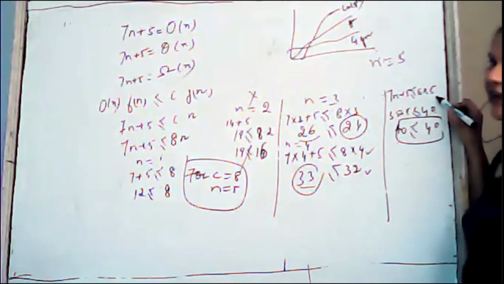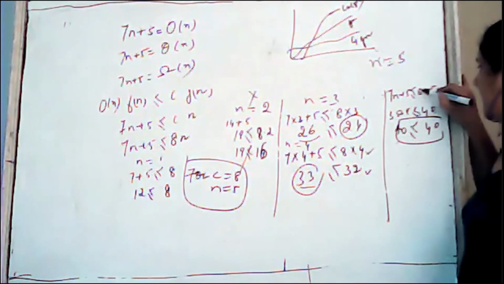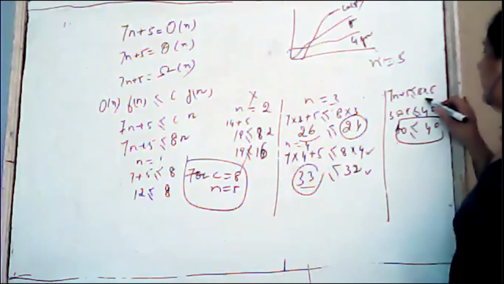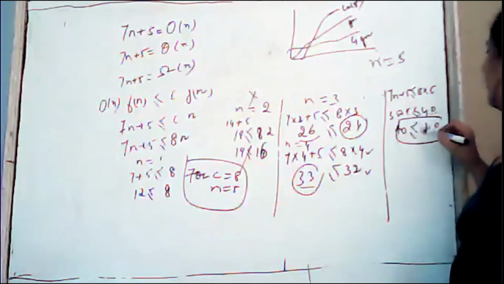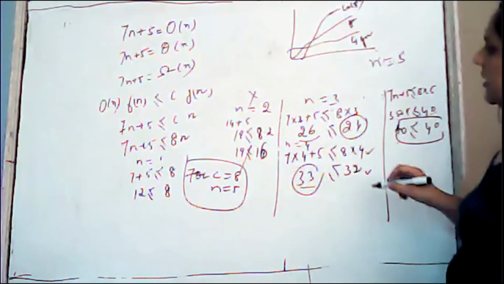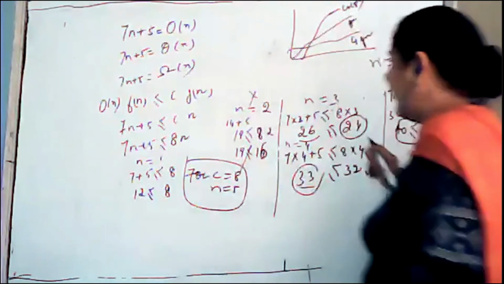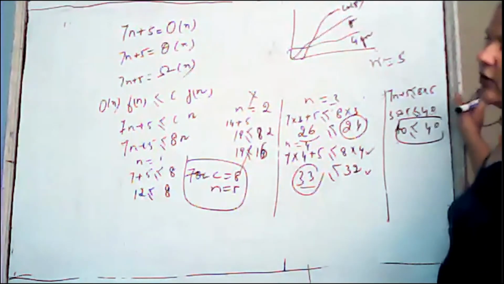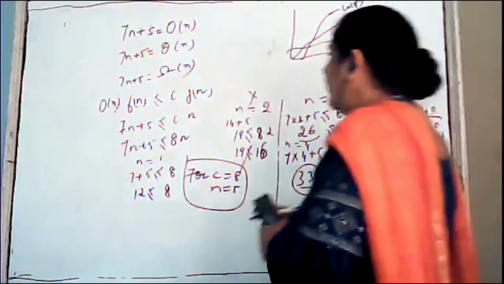Here 7n plus 5 is less than or equal to 8 into 5. So 8 into 5 is 40. 35 plus 5 is 40. 40 is less than or equal to 40. So for n is equal to 5 onwards, this relation will hold. Okay. Now let us do it for the lower bound.